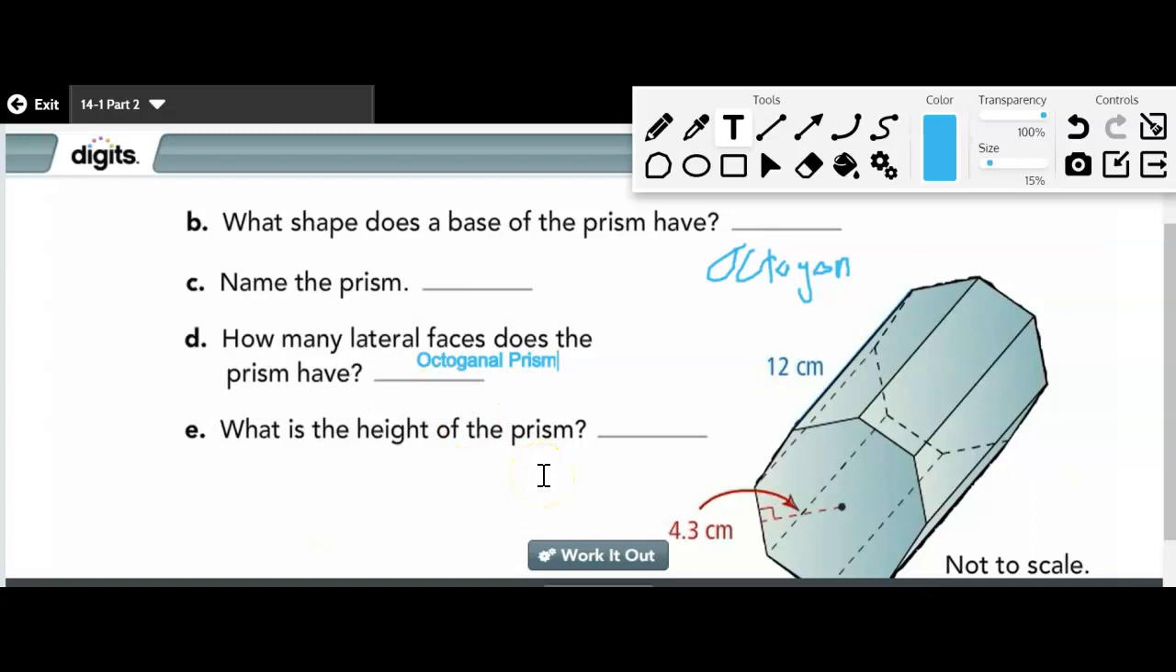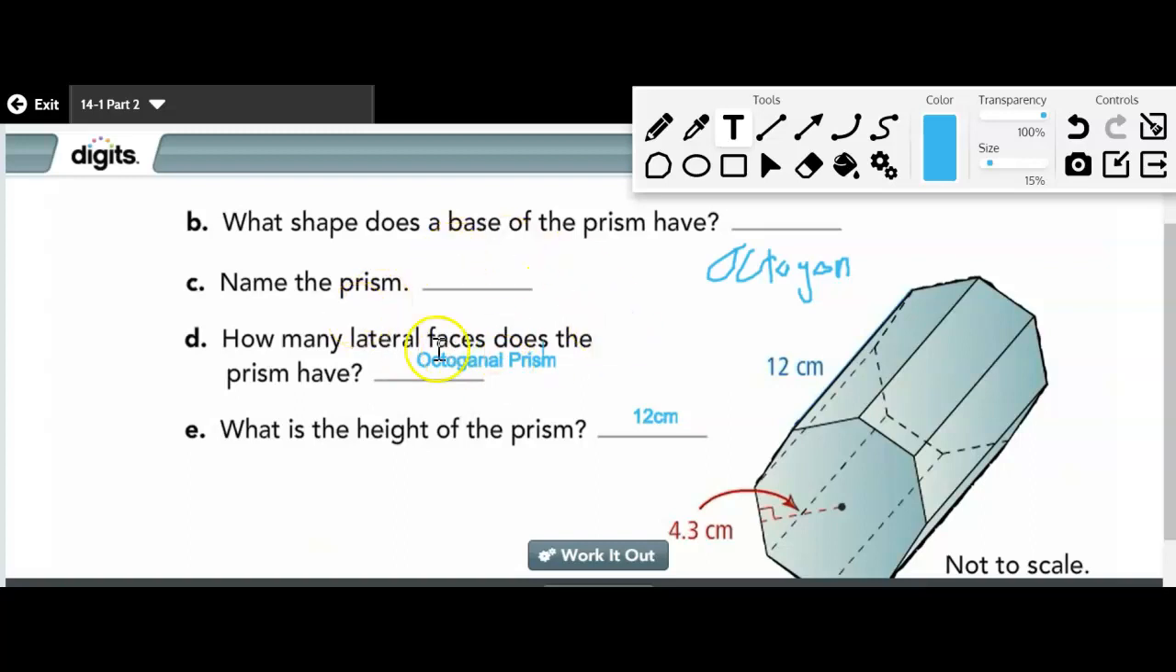The height of the prism is going to be 12 centimeters. From the base to the other base is 12 centimeters. Oh, I'm sorry, this should go up here. Octagonal prism should be C.